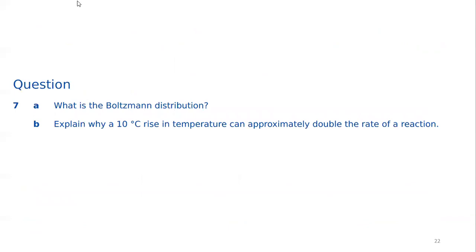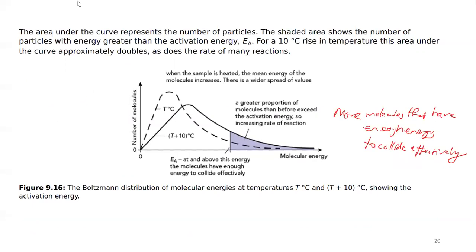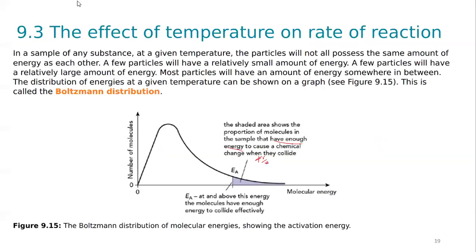Okay, look at the question. What is the Boltzmann distribution? Explain why a 10 degree rise in temperature approximately doubles the rate of reaction. Okay, I already explained that here. You see the area of this is bigger than the other. And Boltzmann is the distribution of energy at a given temperature.